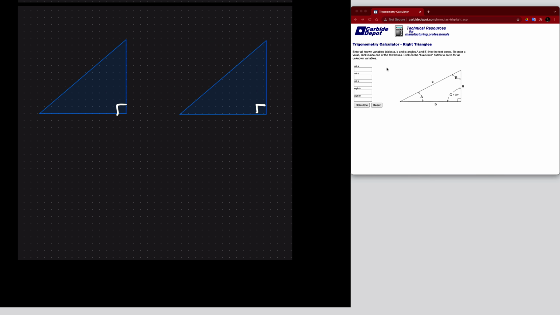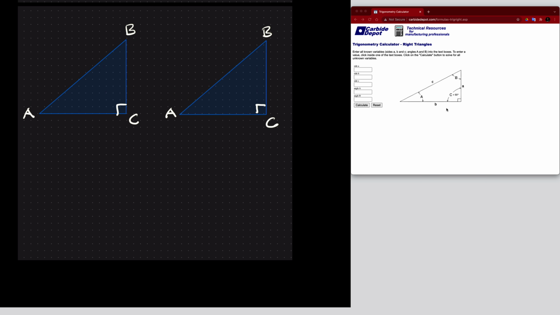And if we look at the triangle in the website here to the right, we can see that the bottom left they've labeled as A. Now it doesn't really matter what that is labeled, but in this case it's labeled A. Up top they've labeled it B, and the 90-degree corner they've labeled C.